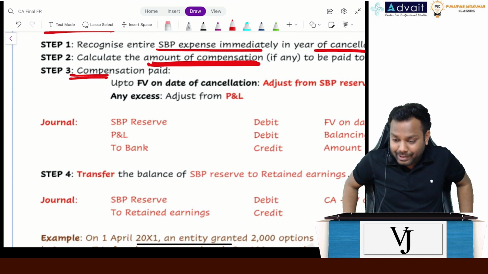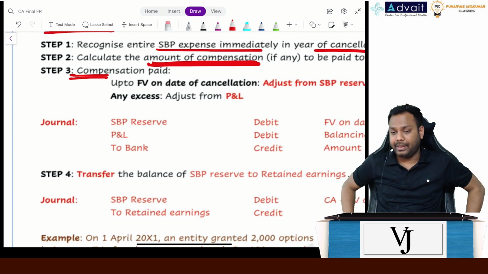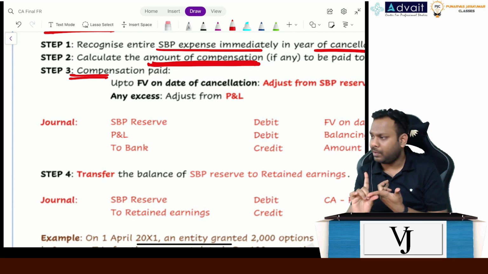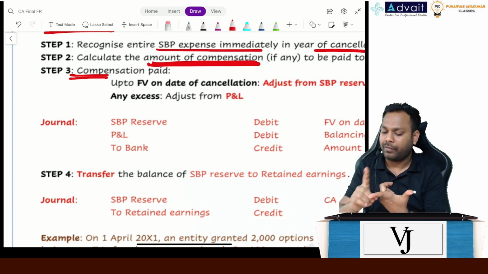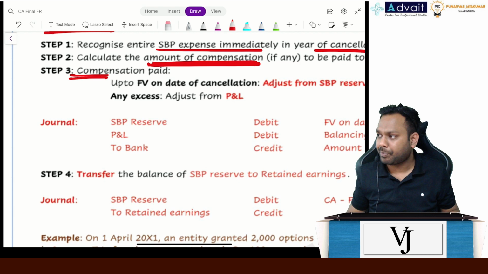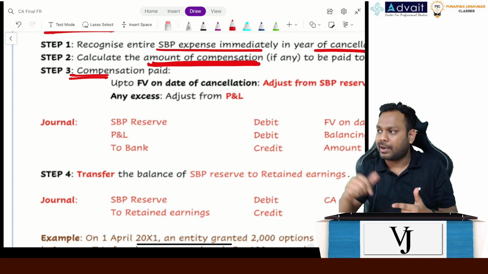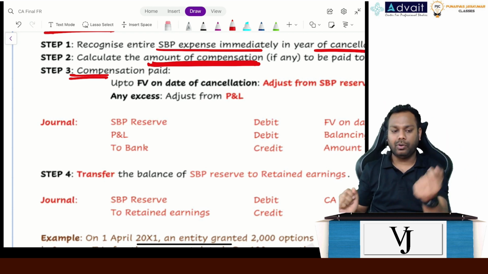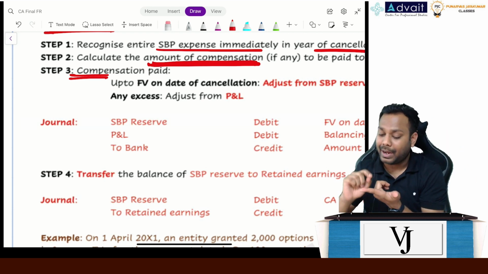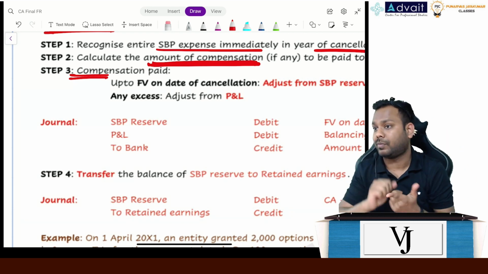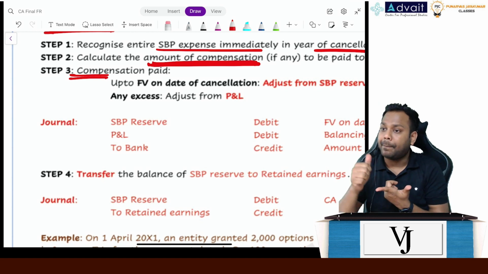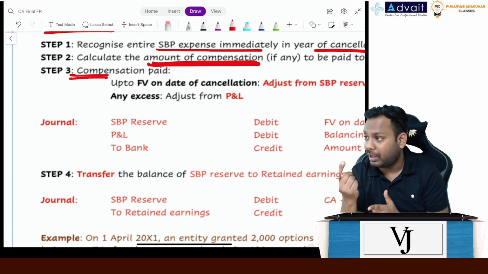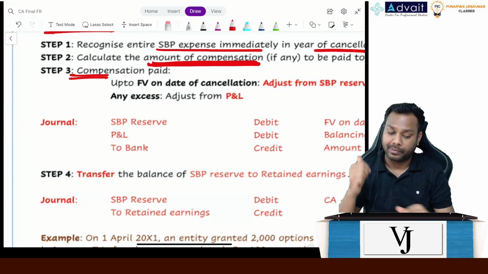Now, what generally a student does, a mistake in the exam, is they think, okay, I have to pay 10, my share based payment reserve has a balance of 12, I'll pay the entire 10 from the SBP reserve of 12, and the 2 rupees remaining from the SBP reserve I'll transfer to retained earnings. That is wrong. What you have to do is, you can pay only 8 rupees from SBP reserve. 2 rupees you have to take the impact to the P&L, and the remaining 2 rupees in the SBP reserve you have to transfer to retained earnings.